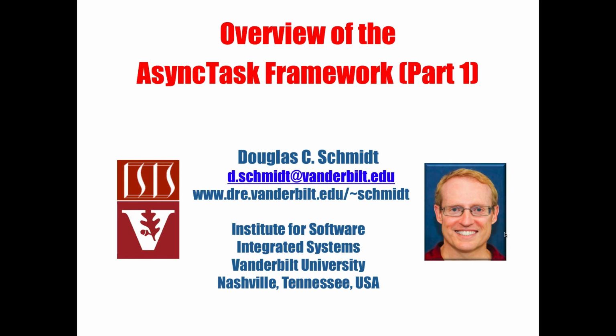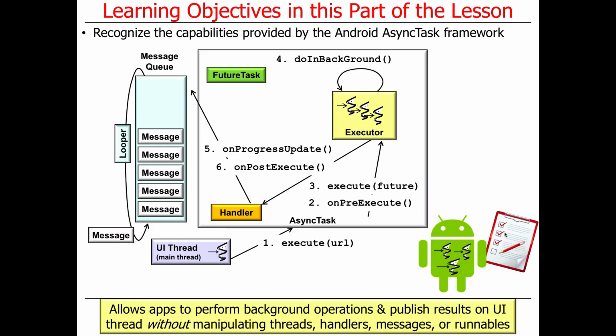So the next topic is the AsyncTask framework. We'll come back later and talk about the Hammer framework in more detail, but AsyncTask comes first because we're focusing on that one for the purposes of what you need to do for the next assignment. So recall that this allows apps to perform background operations in one or more threads and then publish the results to the user interface thread without directly manipulating messages, threads, runnables, or handlers.